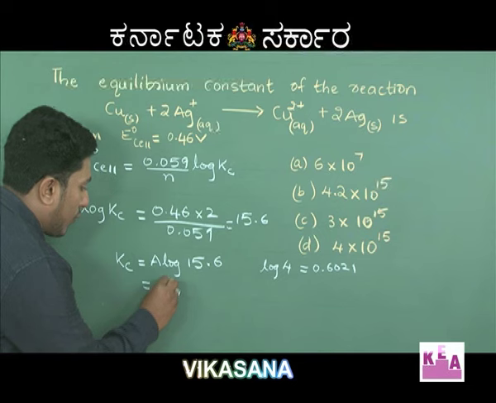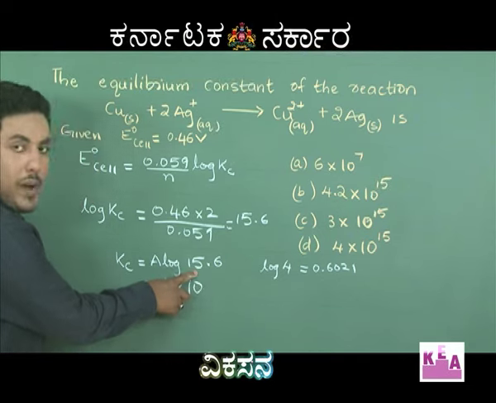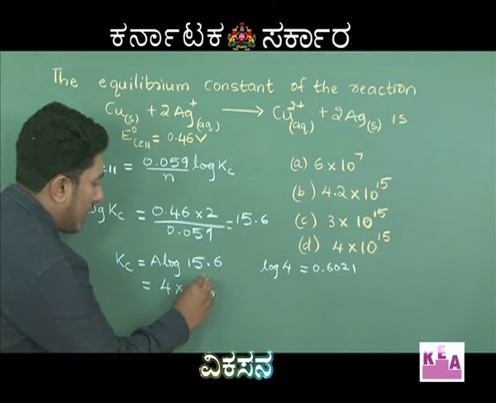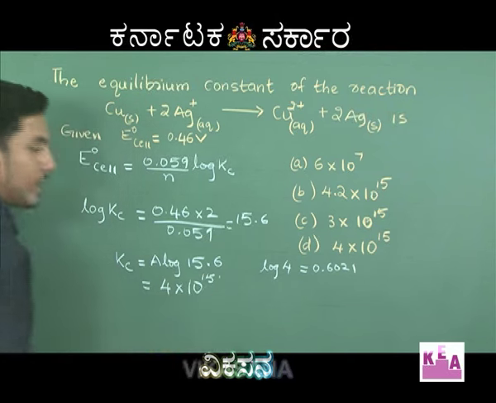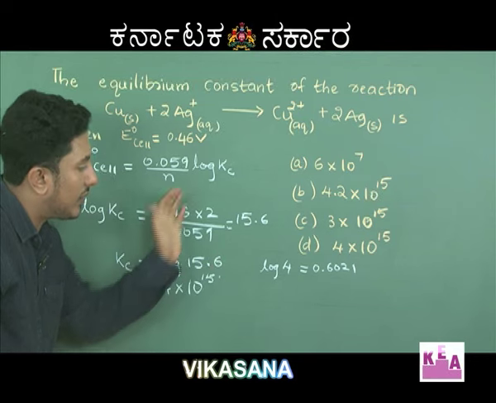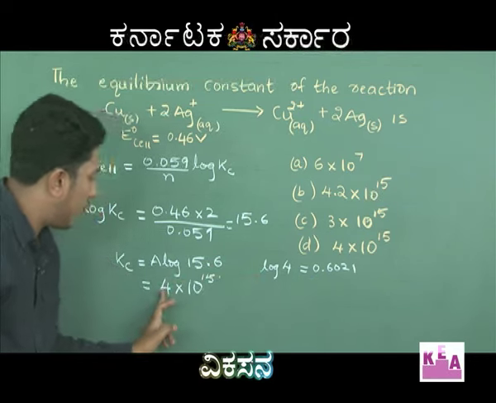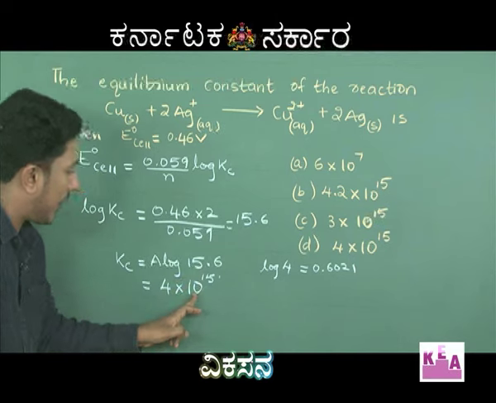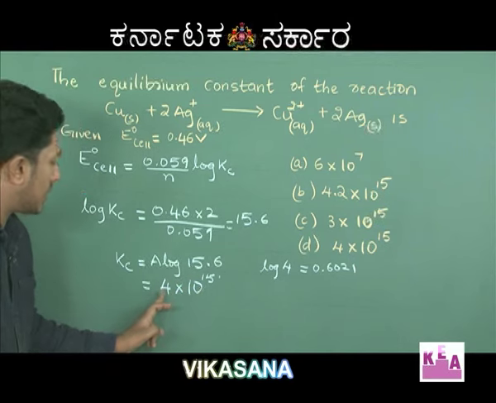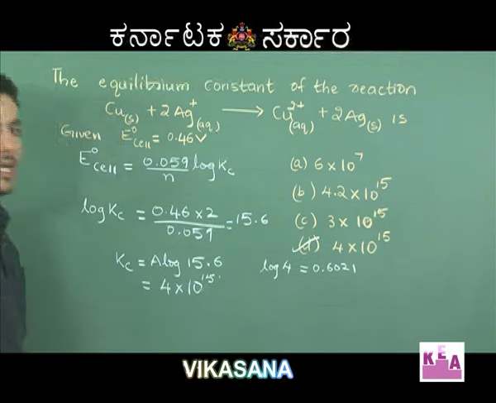So that will be equal to 4 into 10 raised to the characteristic part. The characteristic part is 15. So 10 raised to 15. Whenever we find the anti-logarithm, digits that are present after the decimal should be considered. So 0.6 anti-log is 4, 4 into the characteristic part, 10 to the power 15. Hence the answer is 4 into 10 to the power 15. Hence option D is the right answer.